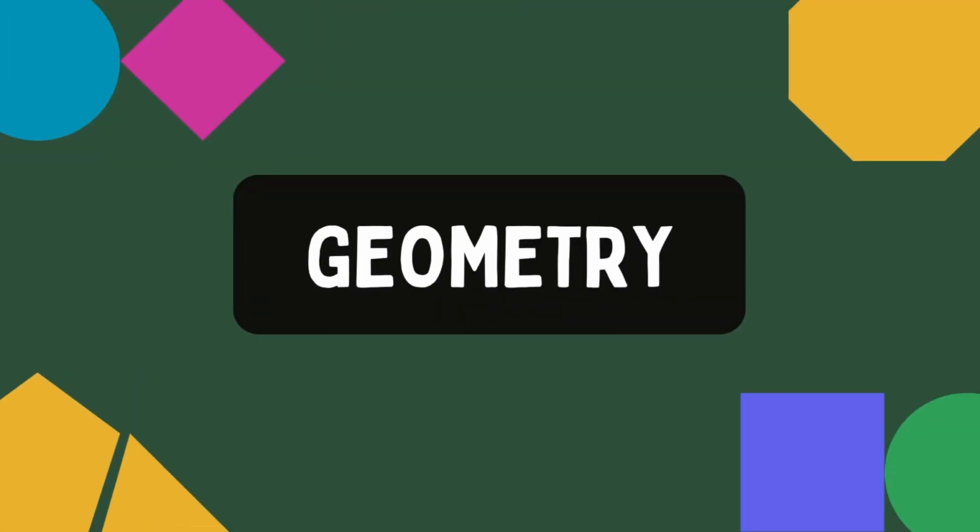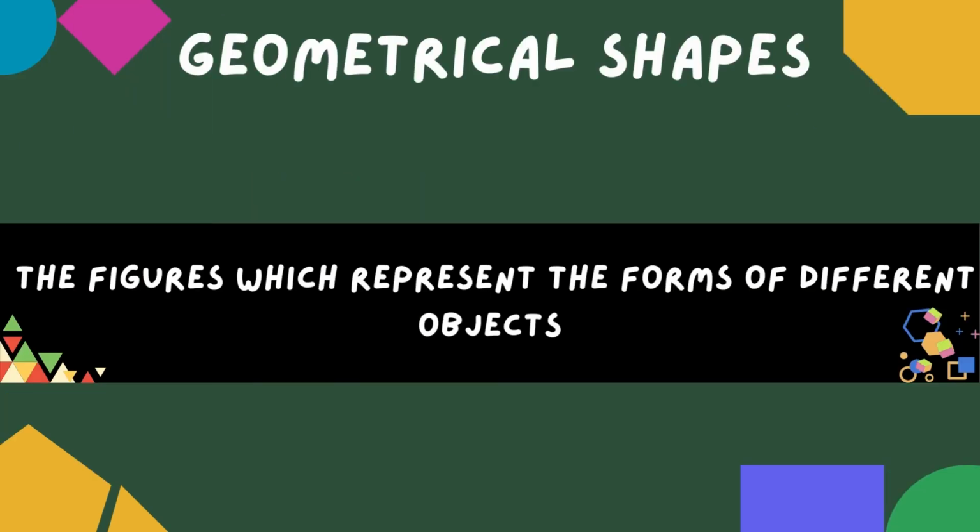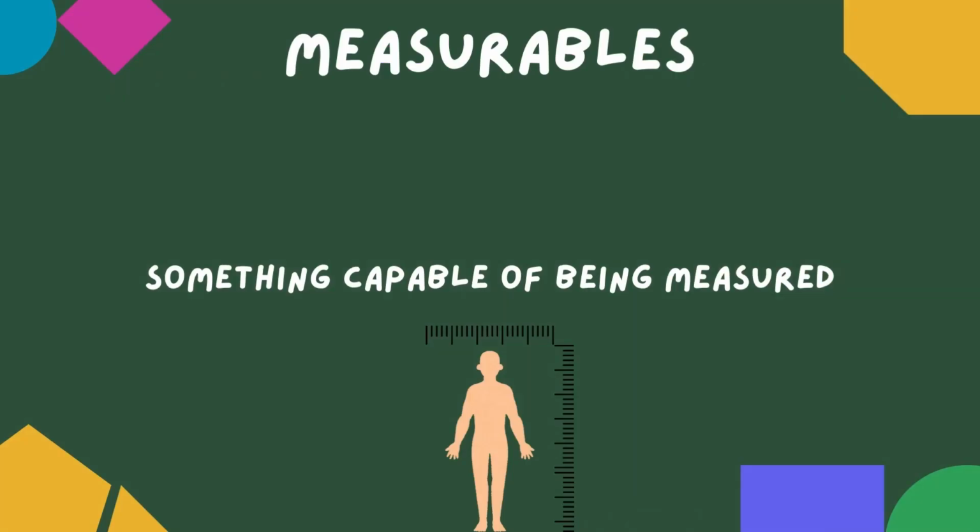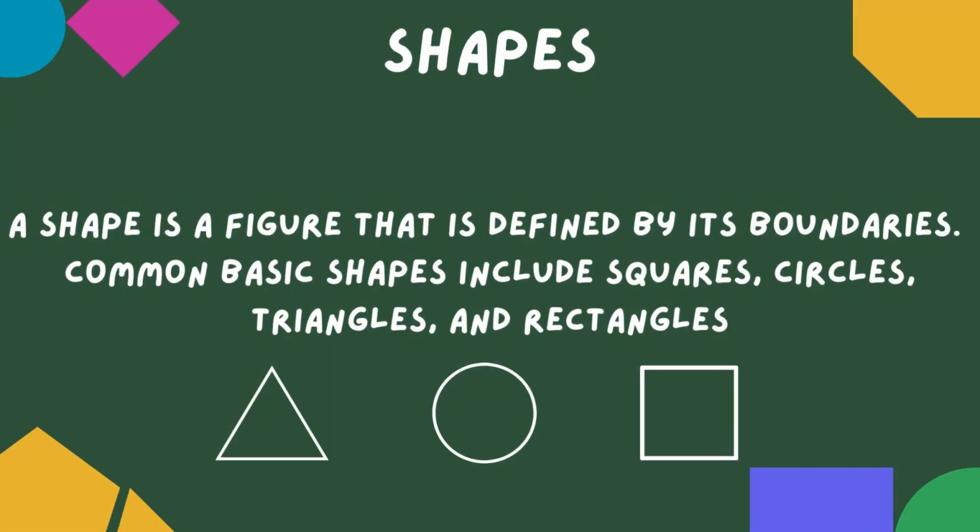Let's discuss the third topic of mathematics, which is geometry. Geometrical shapes, the figures which represent the form of different objects. Measurables, something capable of being measured. Shapes. A shape is a figure that is defined by its boundaries. Common basic shapes include squares, circles, rectangles, and triangles.